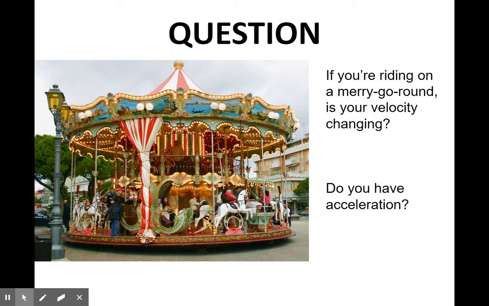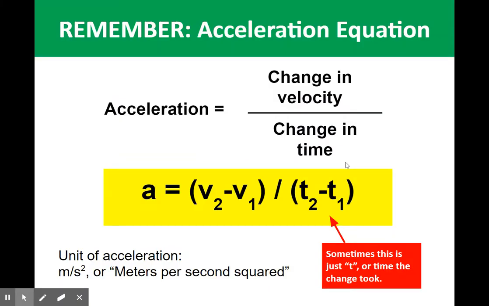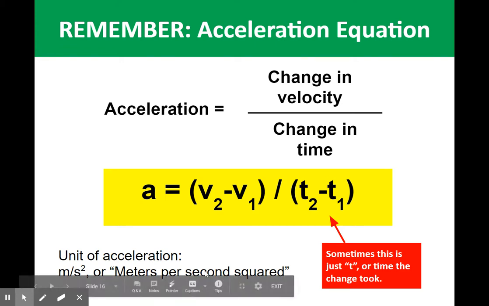Question. If you're riding on a merry-go-round, and I know I've asked this question before, is your velocity changing? Yes. So if your velocity is changing, do you have acceleration? Yes, you do. Anytime your velocity is changing, whether it's starting to go faster or starting to go slower or changing direction, you have acceleration. So remember, you've got to know this acceleration equation. If you're taking notes, write this down. Remember, the unit of acceleration is meters per second squared. That's how you know it's not velocity.